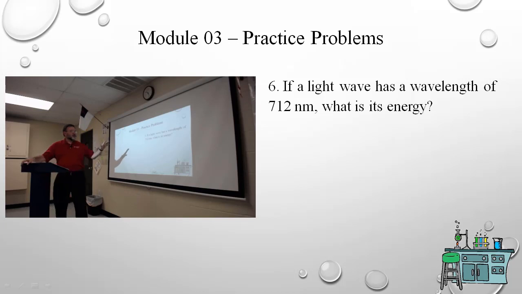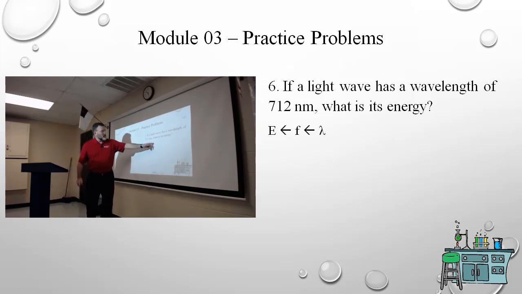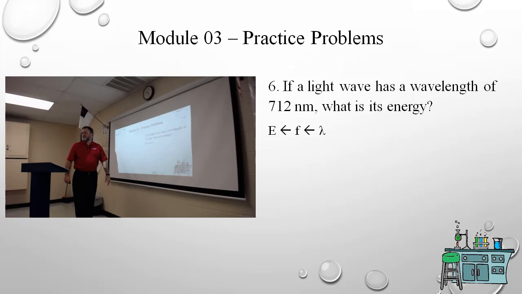Number 6, if a light wave has a wavelength of 712 nanometers, what's its energy? Okay, so right now, how do we determine energy according to this module? Energy is equal to what? We just did it. Planck's times F, frequency. Do we have frequency? No. We have wavelength. Can we get the frequency from wavelength? Right, using c equals lambda f. So we have a 2-step process here, right? We need to go from wavelength to frequency to energy.